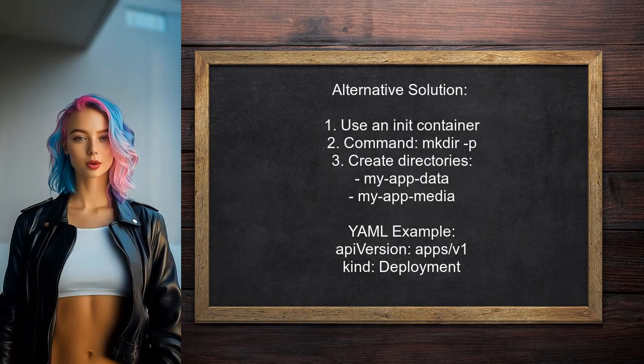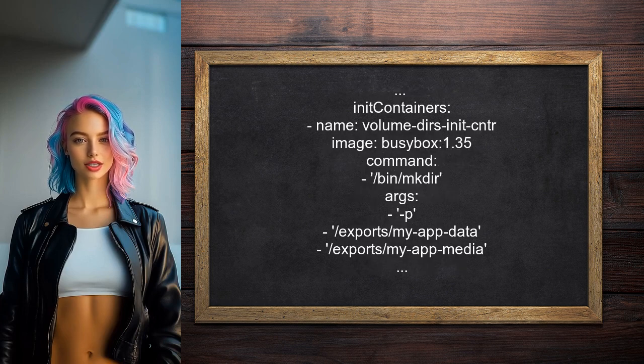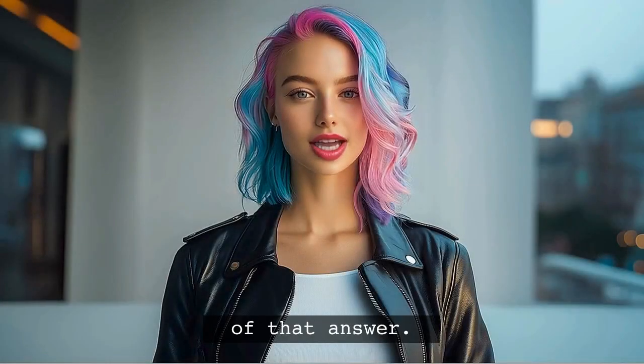An alternative approach shared by a user involves using an init container to create directories within a Kubernetes persistent volume. They implemented this by utilizing the command mkdir -p to create two subdirectories, myappdata and myappmedia, in their NFS server volume. That's the end of that answer.